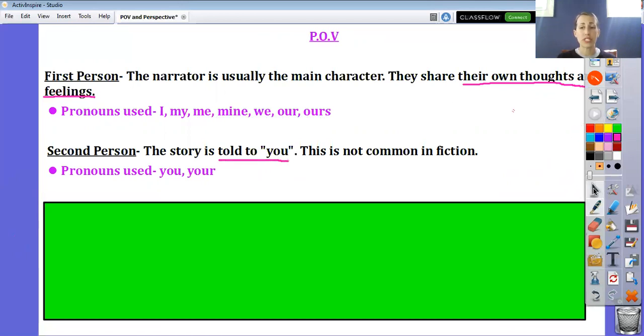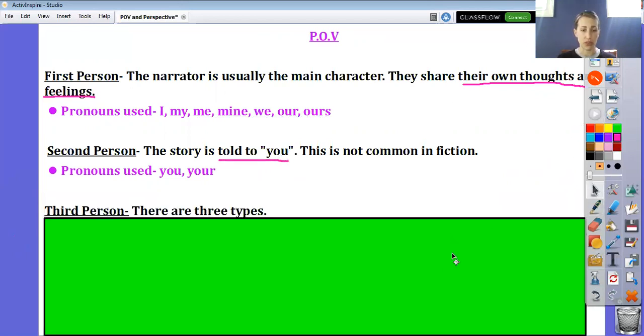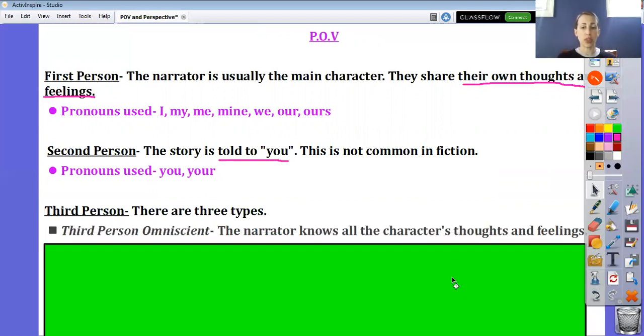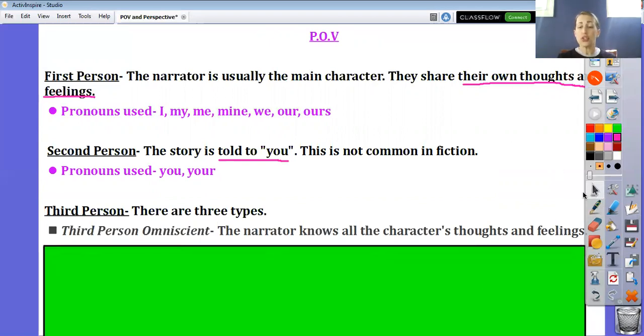Now with third person, we have three different types of point of view. And obviously you need to really think about what you know about the characters when you're deciding what type of third person point of view the story is being told from. So with third person omniscient, we know the thoughts and feelings of every character. So the narrator tells the stories and we know all the characters' thoughts and feelings.